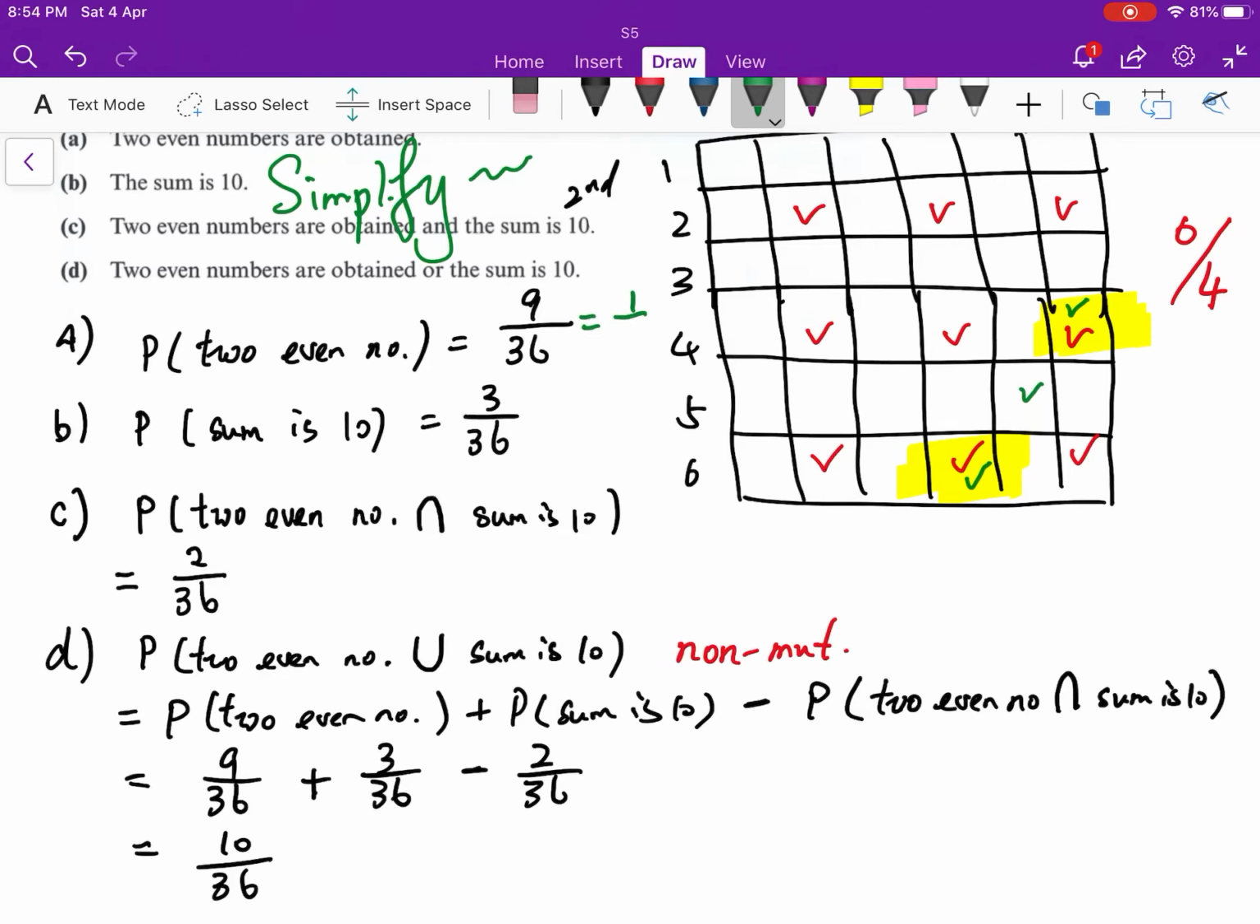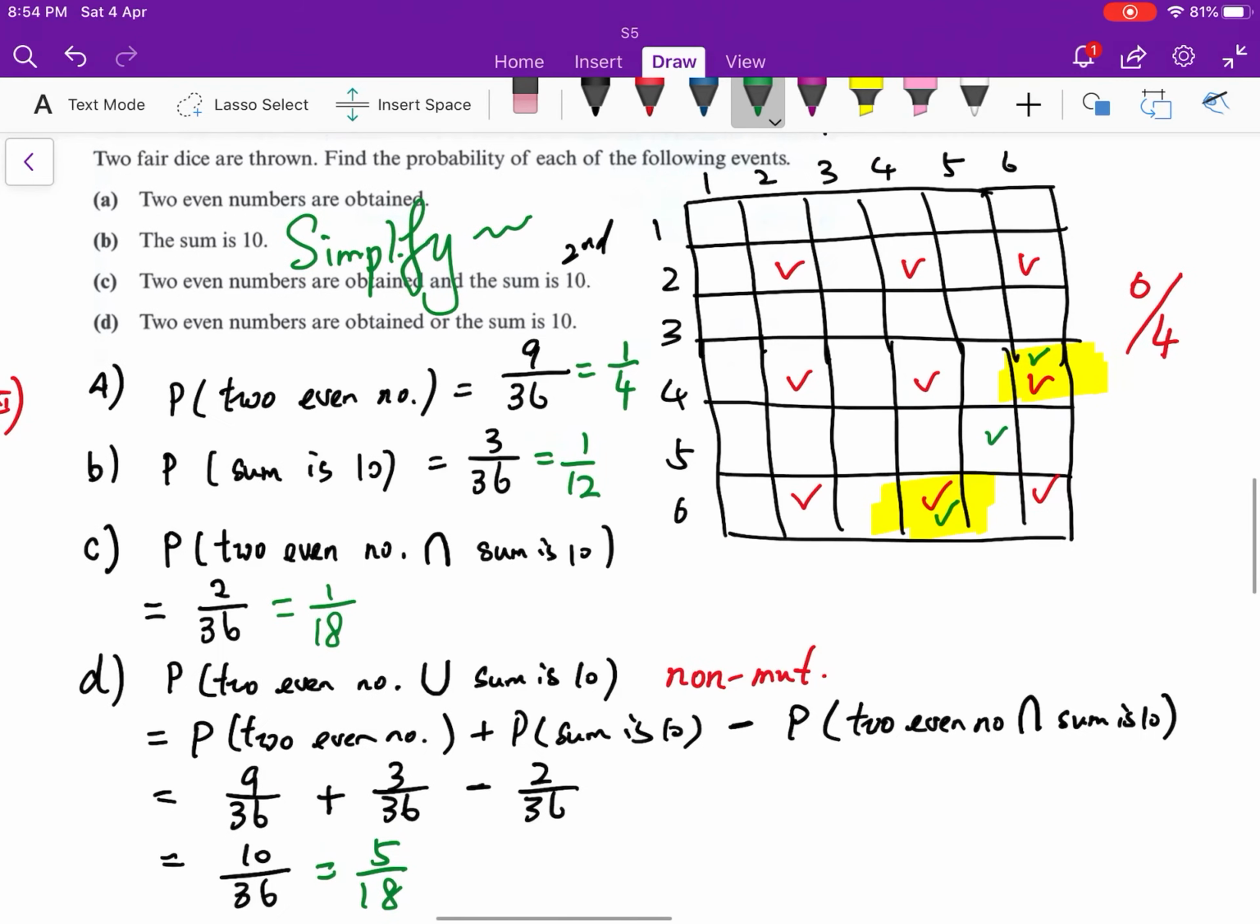So A part answer should be 1/4. B part answer is 1/12, C is 1/18, then D is 5/18. So you can see that, yes, you thought that you got full marks, sorry. The teacher will tell you that you got 0 marks unless you simplify all the final answers. Get it? Remember, don't just stop at the probability you got. Try to simplify it.